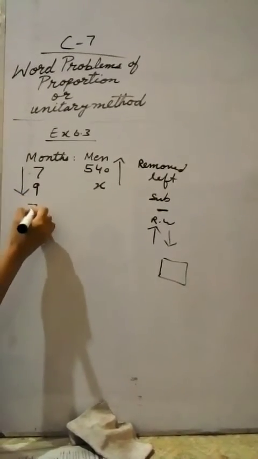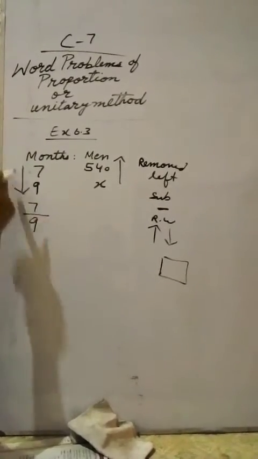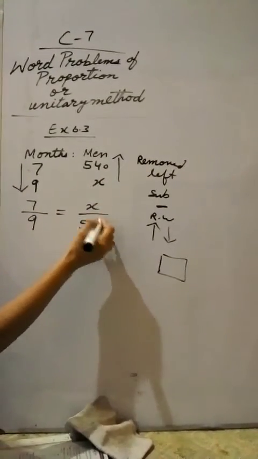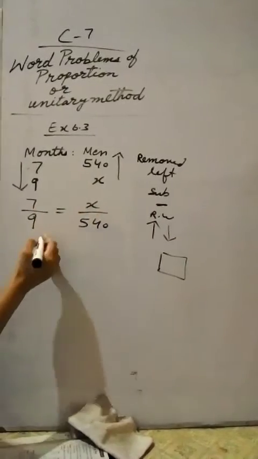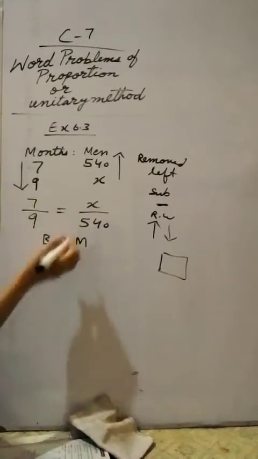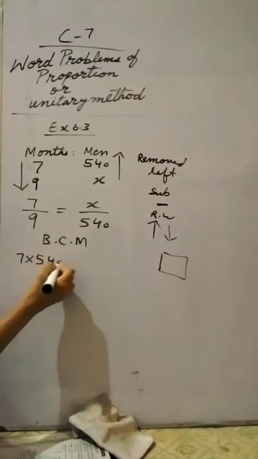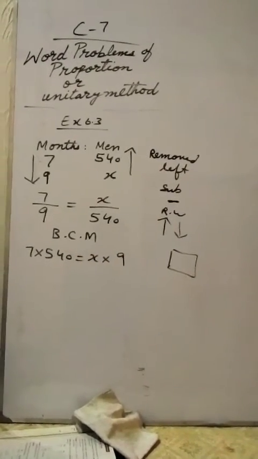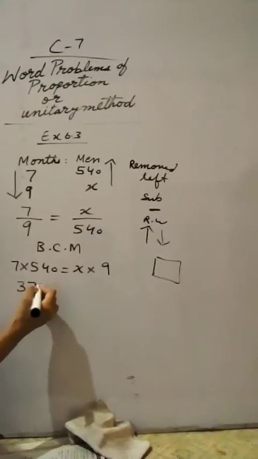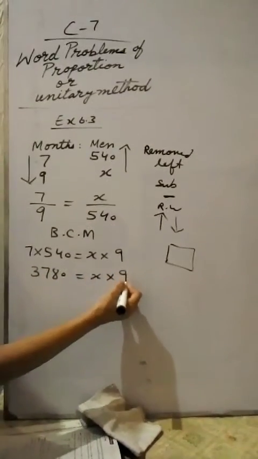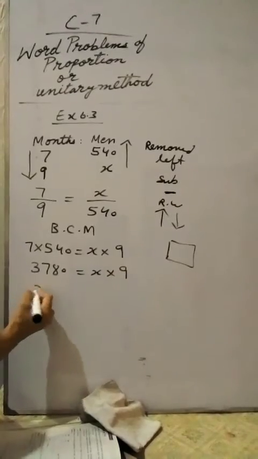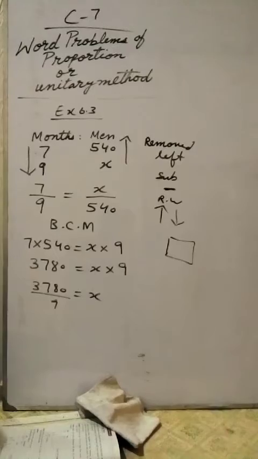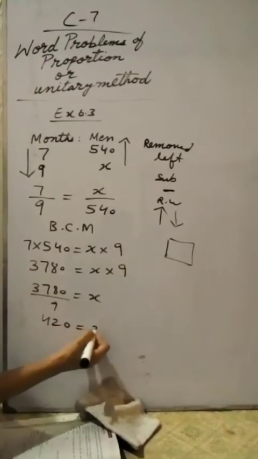Now how to write? With the decrement sign, downward value same, upward value same. And for the increment sign, x over 540: upward value becomes downward and downward value becomes upward. By cross multiplication, we need to cross it. 7 multiplied by 540 equals x multiplied by 9. Now multiply 7 by 540, so the answer will be 3780 equals x multiplied by 9. Now multiplication shifts to this side and becomes division, and when we divide, the answer will be 420.